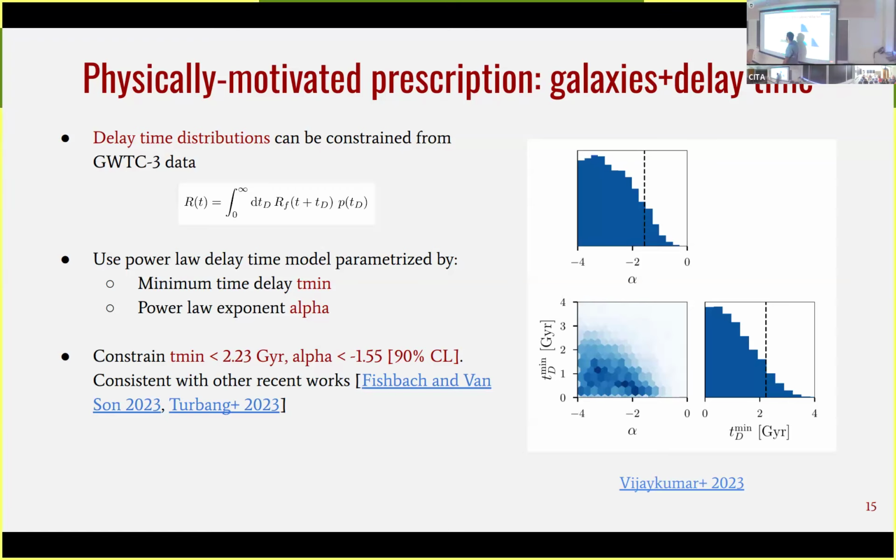And as I said, I parameterize the time delay distribution model by a minimum time delay and a power law exponent alpha. And doing all this, you can put an upper limit on the tau min to be 2.23 gigayears, and the alpha has to be lesser than 1.55. So these things we can actually say already from current data. And this is consistent with other recent works which have tried to do basically the same thing.